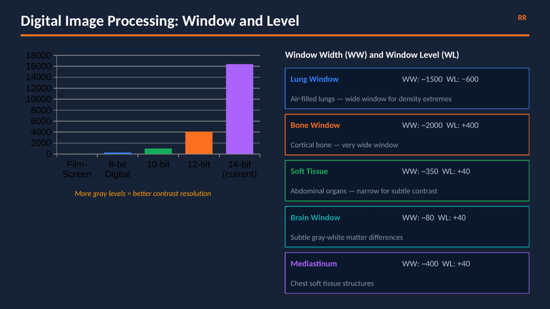Window width controls contrast. A narrow window displays a small range of gray values. Everything below is black. Everything above is white, producing high contrast between tissues. A wide window maps a large range into the display, producing low contrast, soft appearance. Window level sets the center of the displayed range, controlling brightness.